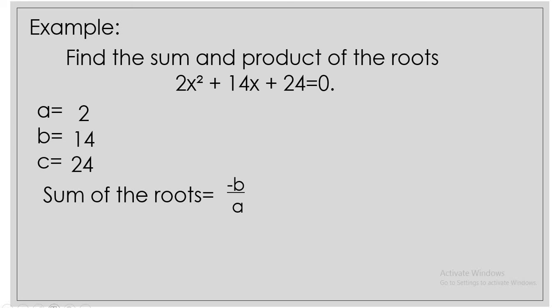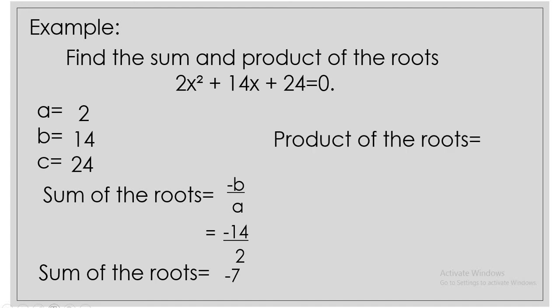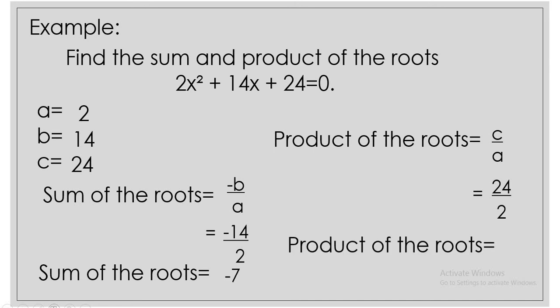Okay, then let us just substitute. So no need to do the whole thing. We just want you to know where negative b over a comes from. Alright, so negative b is negative 14 and a is 2. So just simplify it. Sum of the roots is negative 7. Okay, then for the product of the roots, use c over a. So again, no need to do the whole thing, just use the formula for getting the product of the roots. So our c is 24 and a is 2. So the product of the roots is 24 over 2, which is 12.